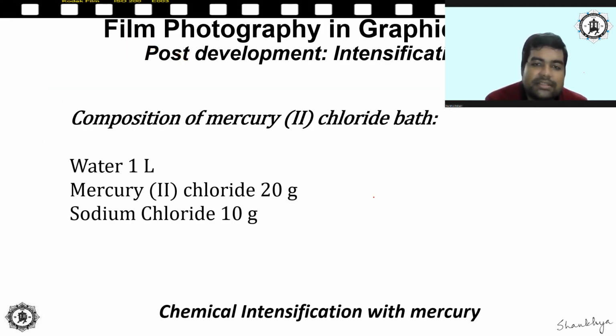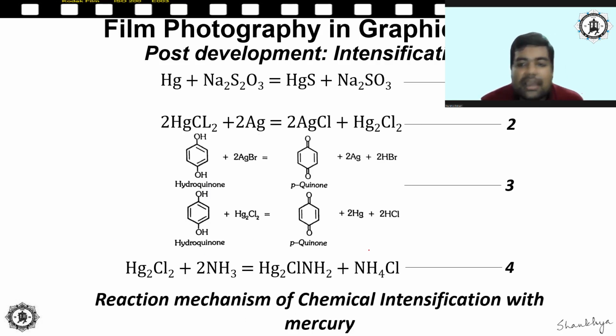Now here you see, this is the first type of intensification with the help of mercury. Alright, so what is the composition of the mercuric chloride bath? Water, mercuric chloride and sodium chloride, right? Next, this is the reaction mechanism.